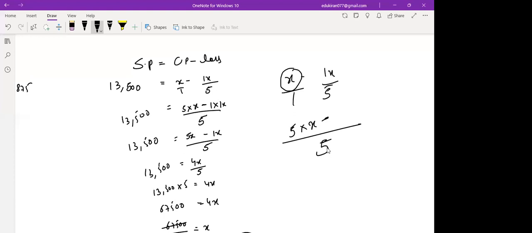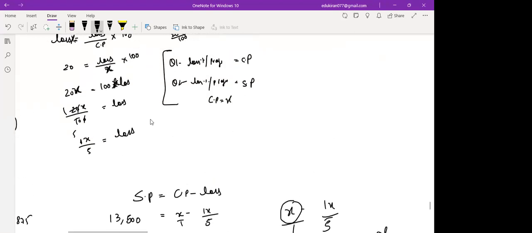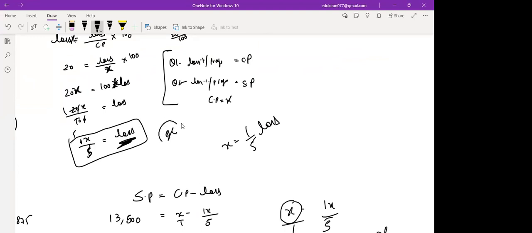Then minus. Then in 5 table, 5 comes how many times? 1. Multiply by what is written here? 1x. Even if you don't write 1x, you can simply write x. Both are the same thing. Fine? No, ma'am. I'm asking, why did you write 1x? When you already found the x in the division, where did you find x? Ma'am, x is equal to 1 divided by 5 loss. No. Here you find loss. Loss equals 1 upon x by 5. Oh, okay, ma'am. And here you have to find, that's why you put it here. Fine? Yes. Right? Here you find loss, not x. X is your CP. Right?